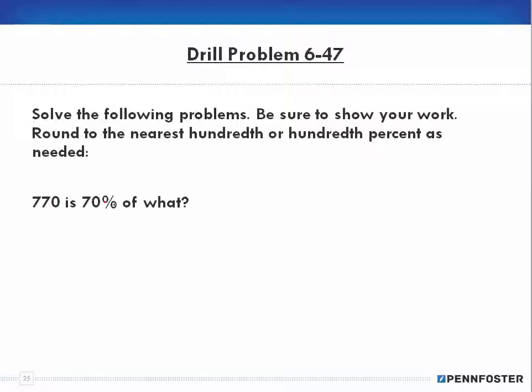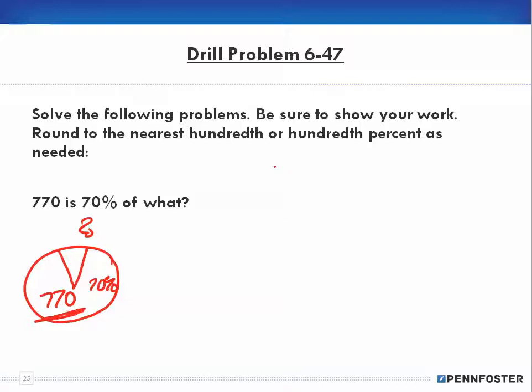So, 770 is 70% of what? If I think about this, this is my what. I don't know how much that is. And if this here is my 770, and that is 70%, that means the whole thing has to be greater than 770.